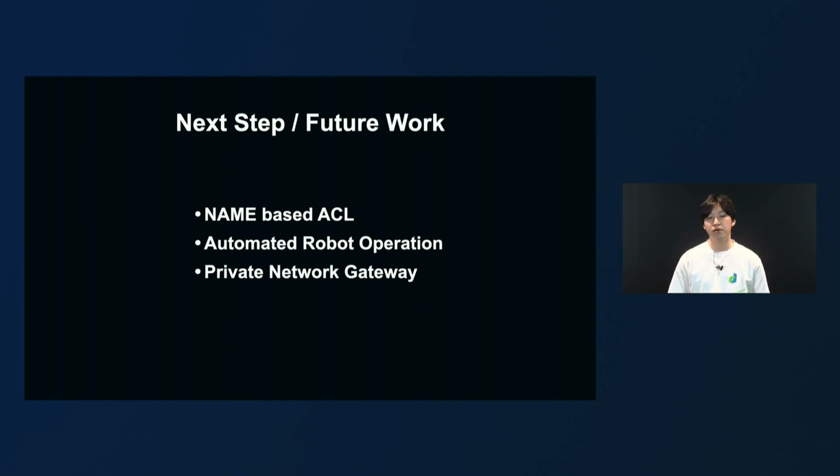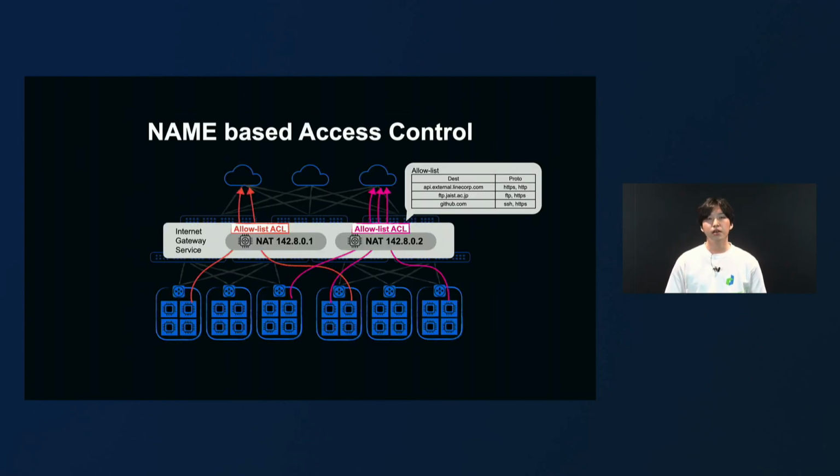Lastly, let me also talk about our next steps and future work. The first is access control. As I explained about our issues at the outset, we control access from clients based on an allow list. But now we are considering providing a control method not based on IDs such as IP addresses or port numbers, but controlling based on names like example.com.